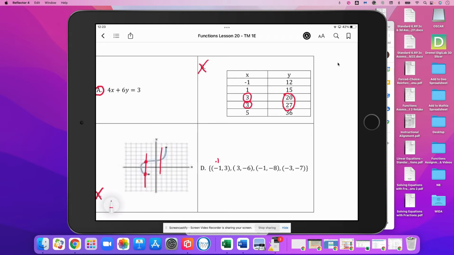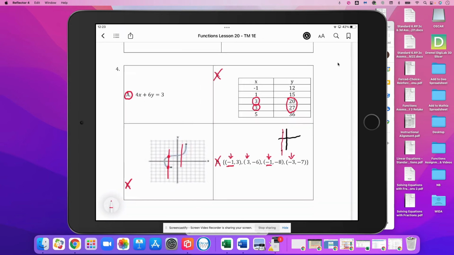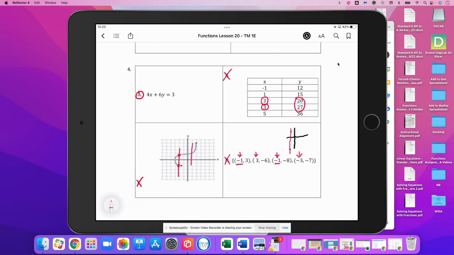Next, x values are negative 1, 3, negative 1, negative 3. So I do have a repeat, negative 1. Since I have a repeating x value, just like the last one, I'll draw a quick picture to show. I would have a point at negative 1, 3, and a point at negative 1, negative 8. So a vertical line hits both those points. That would not be a function. Again, the only thing that we have to look for here is, are the x values repeated? Because if they are, we're going to have more than one point that gets hit by the vertical line.